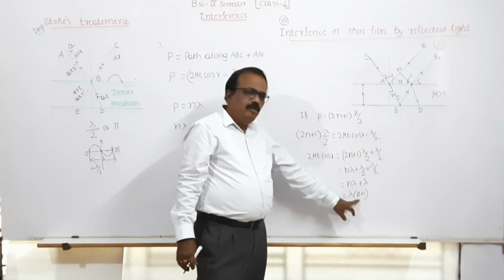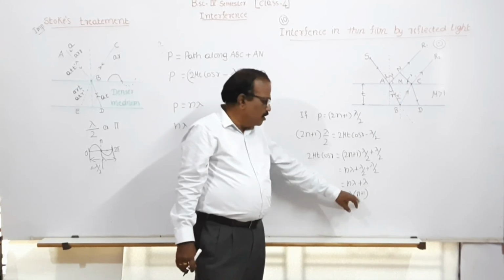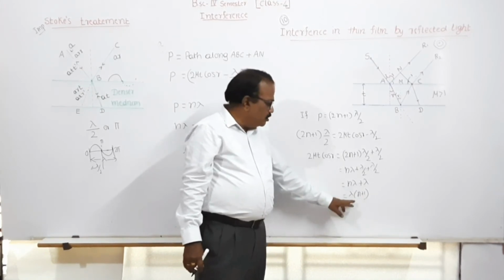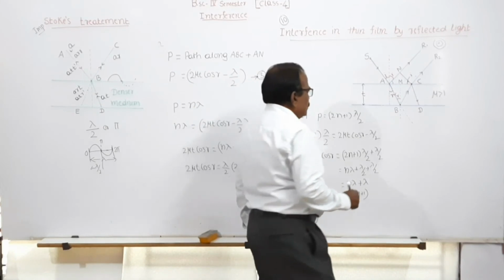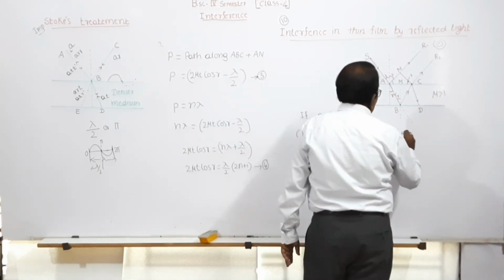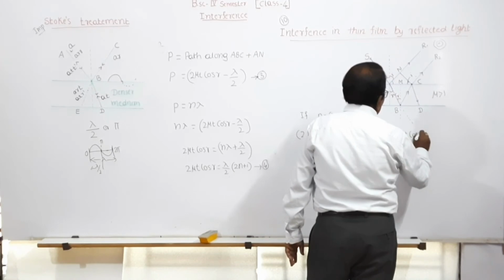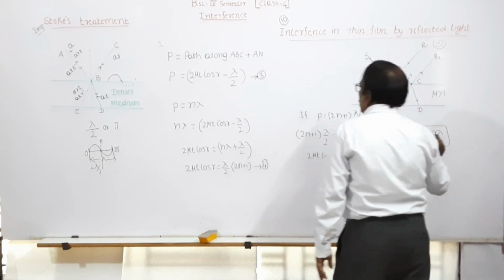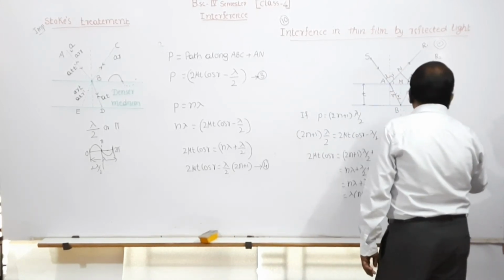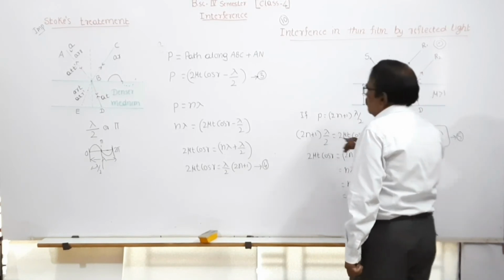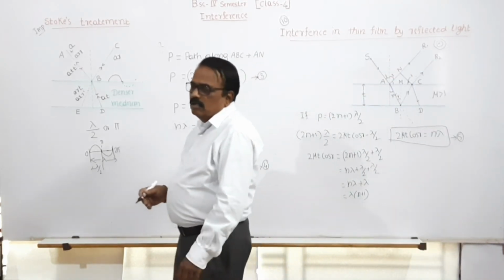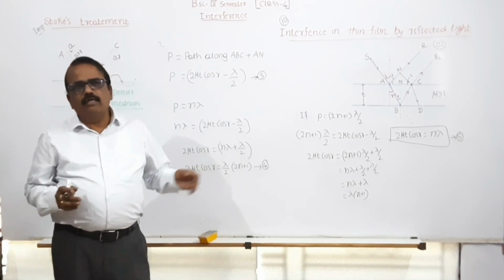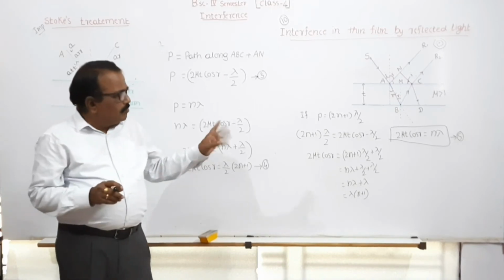If you put n is equal to 0, it is lambda, n is equal to 1, 2 lambda, n is equal to 2, 3 lambda, or in other words, this 2 mu t cos r I can write as n lambda only. This is the condition for destructive interference. So in the examination, they will ask, obtain the path difference in the case of reflected light and arrive at the condition for constructive and destructive interference. You have to write up to this.